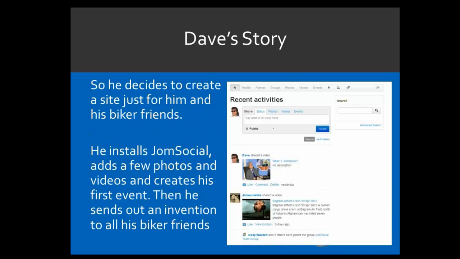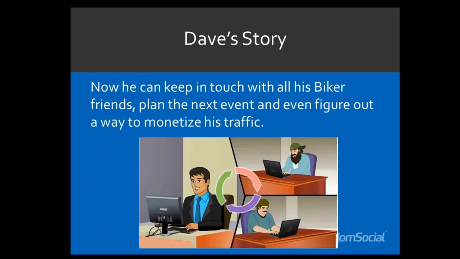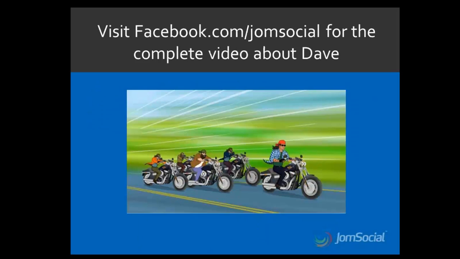So what he decides to do is create a site just for him and his biker friends. So he installs JomSocial, adds a few photos, videos, and creates his first event. And then he sends out an invitation to all his biker friends. And now he can keep in touch with all his biker friends, plan the next event, and even figure out a way to monetize his traffic. So that's Dave's story. You can find it on facebook.com/JomSocial for the complete video. It's going to be posted in about 2 hours.